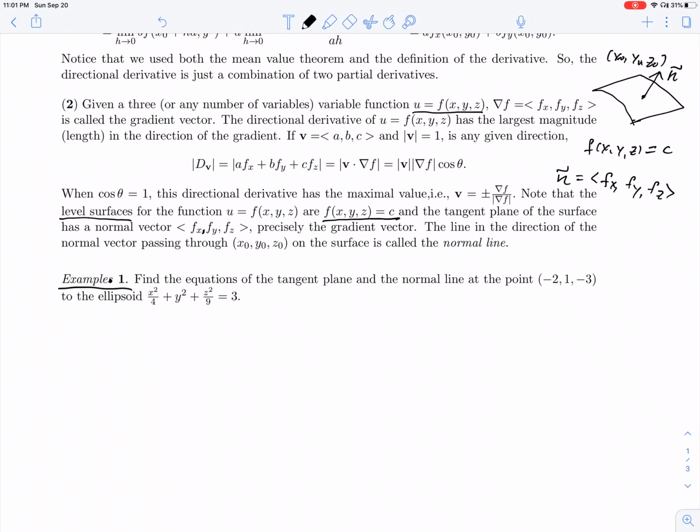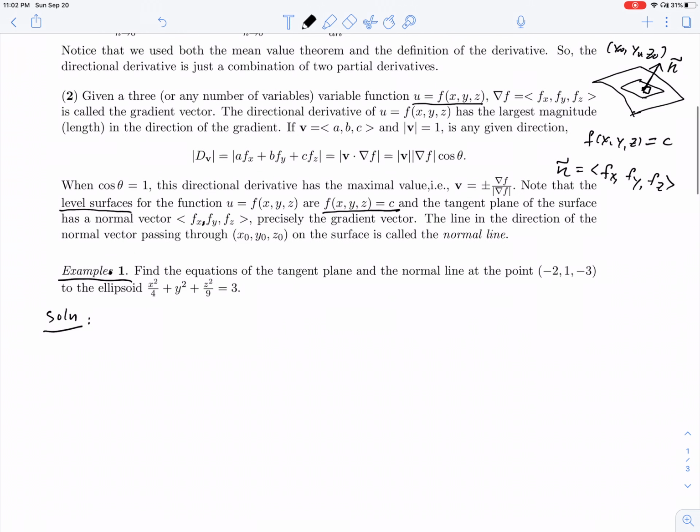We want to find the equation of the tangent plane and the normal line at a point on an ellipsoid. Now, we know what a tangent plane is. The tangent plane is over here, right? And the line passing through this point in the direction of n is called the normal line. And we have this angle over here, 90 degrees. That's what's called normal. So remember, to find the equation of a plane or the equation of a line, we just need one direction and one point, right? So we just need to find the normal direction.